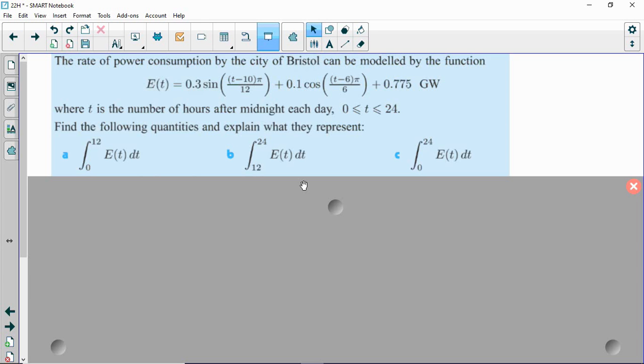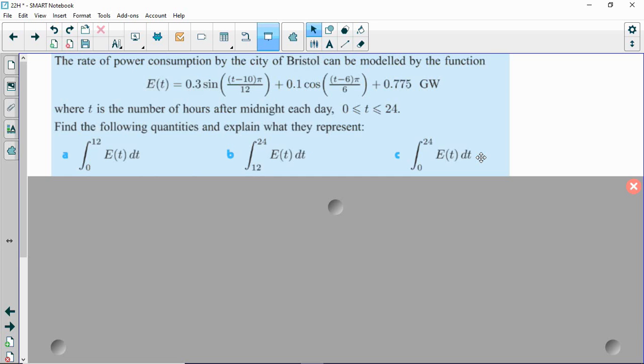So that's really all that we need to know to start attacking some problems here. If we're given a function which represents the rate of change of some quantity, by integrating that function, we can calculate the net change in that quantity between 2 points in time. So in this first example, we have a fairly nasty looking function. We've got sines and cosines going on here. And we want to find the following quantities and explain what they represent.